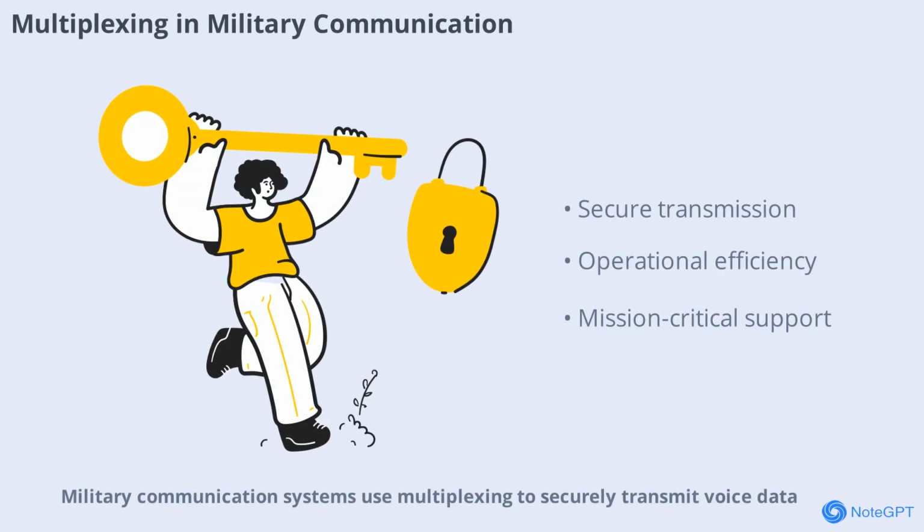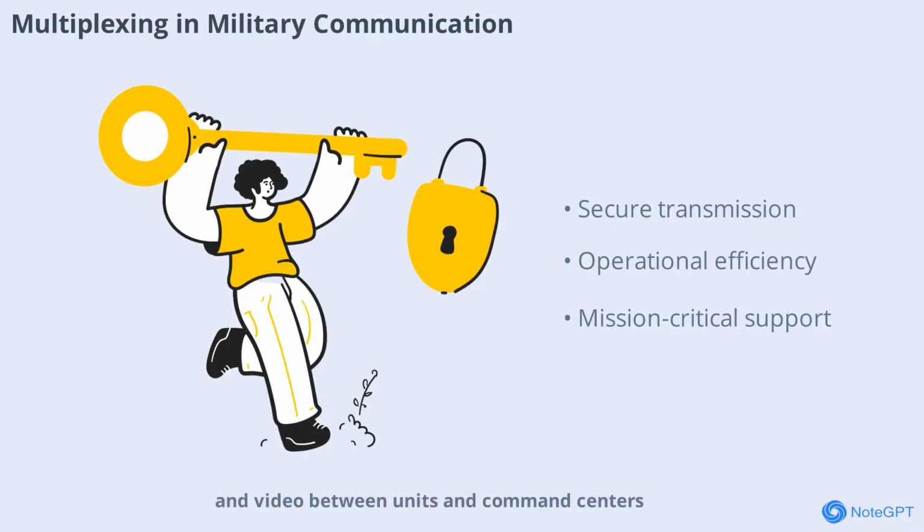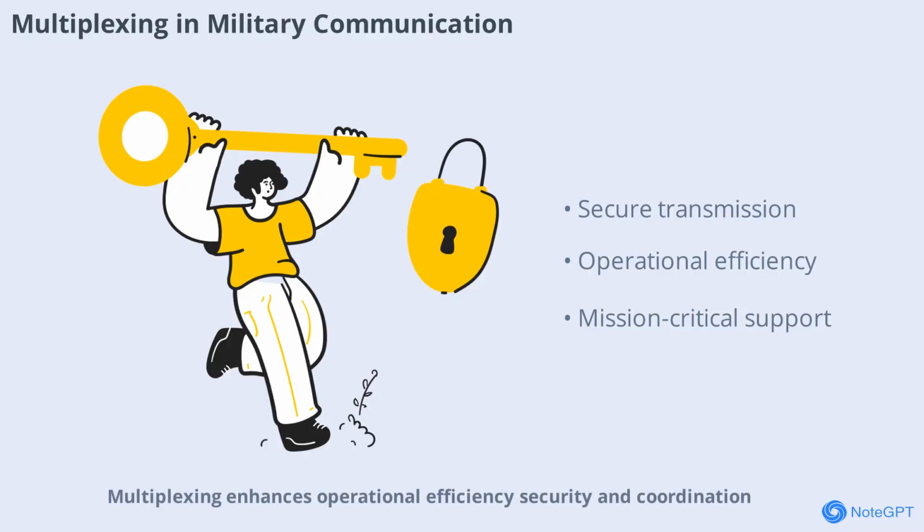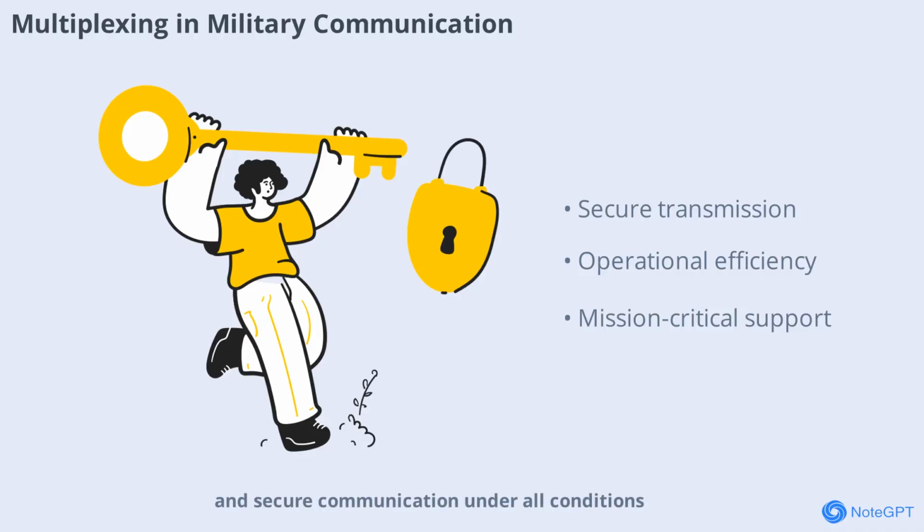Military communication systems use multiplexing to securely transmit voice, data, and video between units and command centers. Multiplexing enhances operational efficiency, security, and coordination, supporting mission-critical operations in challenging environments. Advanced multiplexing techniques help ensure reliable and secure communication under all conditions.